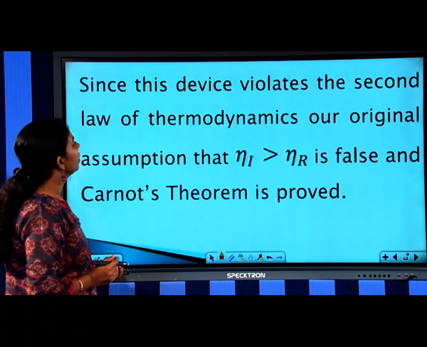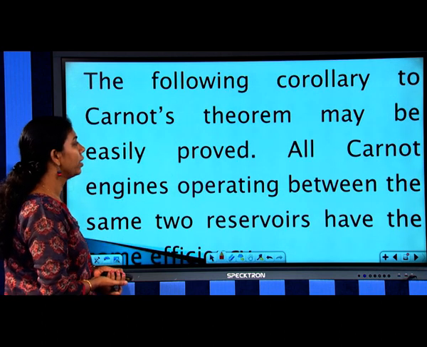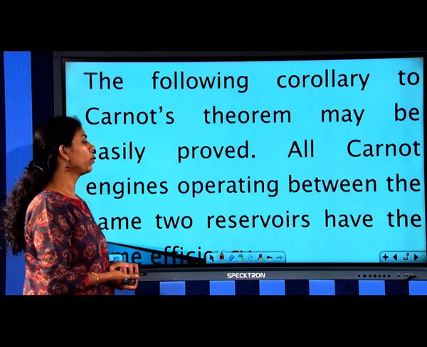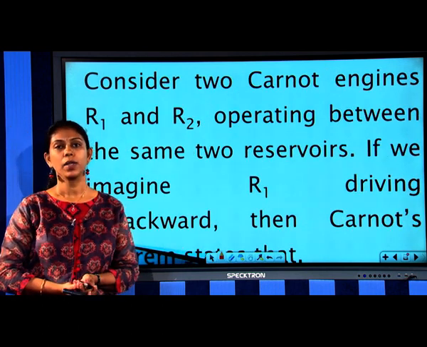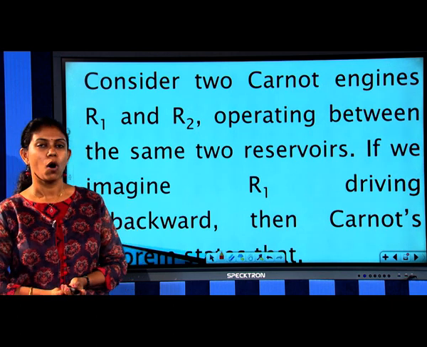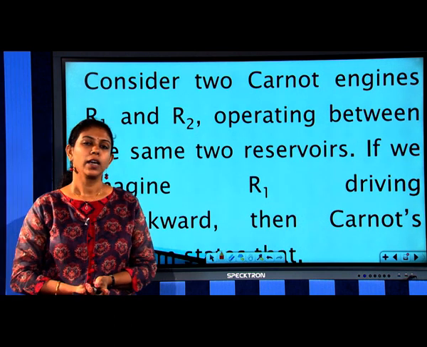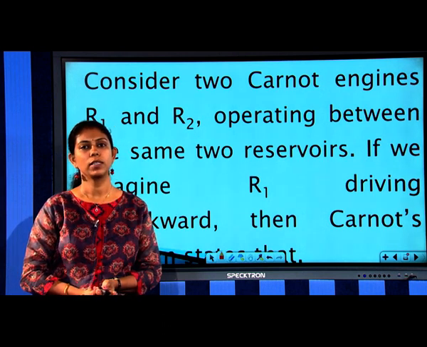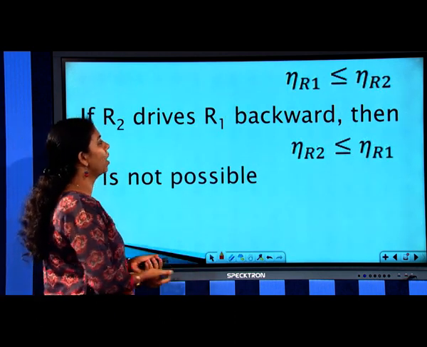Next, the corollary of Carnot's theorem can easily be proved. All Carnot engines operating between the same two reservoirs have the same efficiency. In order to prove this, consider two reversible engines R1 and R2 operating between the same two reservoirs. If we imagine R1 driving R2 backward, then Carnot's theorem states that eta R1 is less than or equal to eta R2.